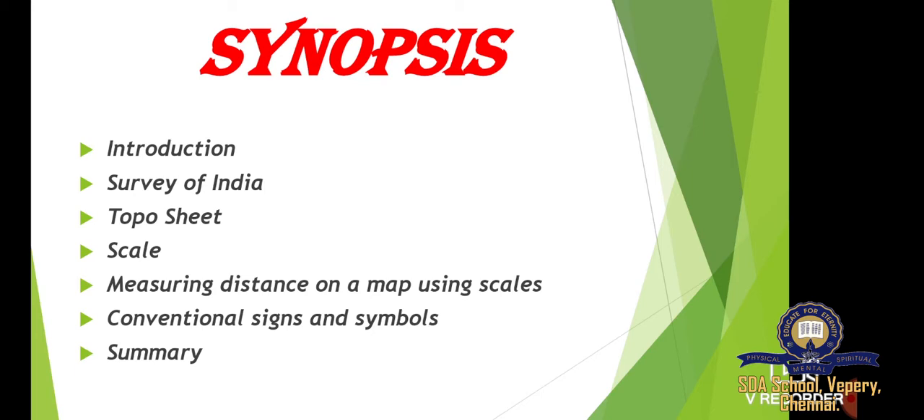Below that, measuring straight line distance, and then measuring curved line distance, and then we are going to learn the conventional signs and symbols, and at last we will see the summary of this lesson, geographical features.